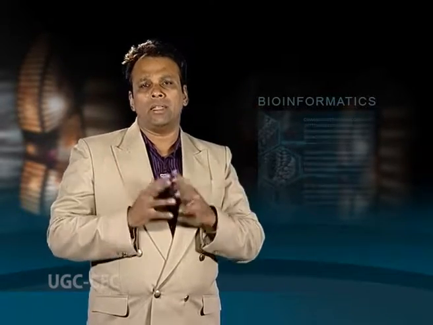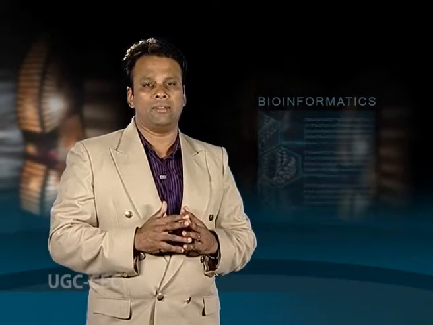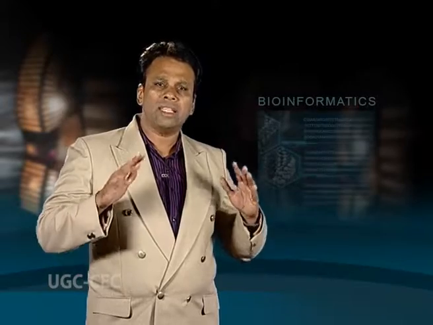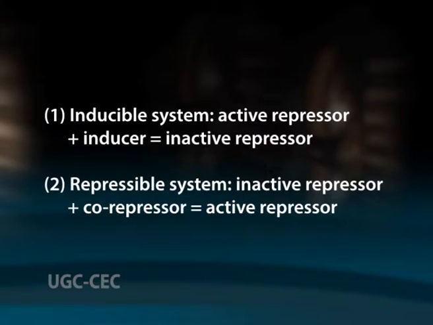It is proposed that a class of molecules called repressors is found in cells, and these repressors check the activity of genes. Ordinarily, these repressors may be active or inactive. Active repressor may be rendered inactive by addition of an inducer, while an inactive repressor can be made active by addition of a co-repressor.